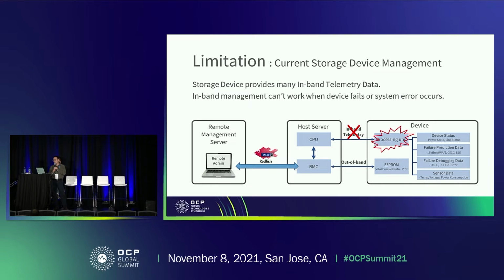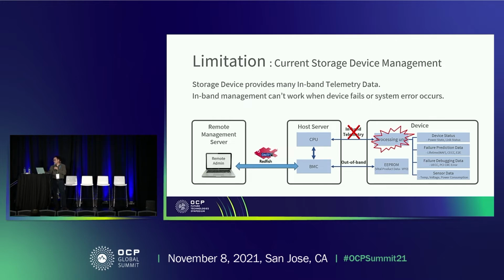What if the device processing unit crashes? For example, firmware crashes somehow and the device goes to an abnormal state. In that case, we cannot collect very important information such as device status, failure analysis information, and failure prediction information. As I said, the device provides some information through the EEPROM, but the EEPROM size is very small. It could host very limited information, such as vendor product data, that vital vendor product data itself.